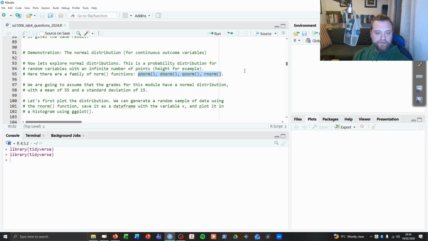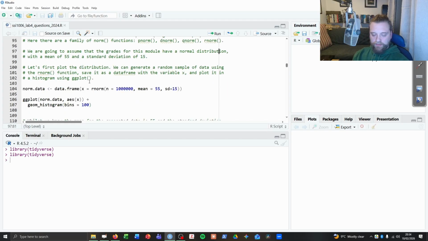Now, the functions here, you might notice, are quite similar in a way to the ones that dealt with binomial distributions. So all of them have this norm suffix, and then we've also got various different prefixes that allow us to do different things with normal distribution. And the ones that we're going to go over here are primarily rnorm, pnorm, and qnorm. dnorm can be useful, but generally speaking, these are the three that we're particularly interested in.